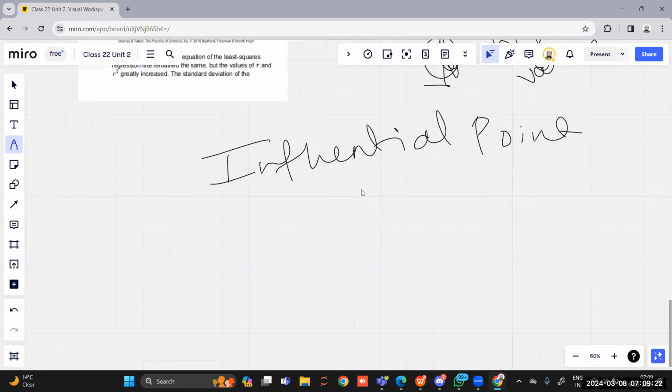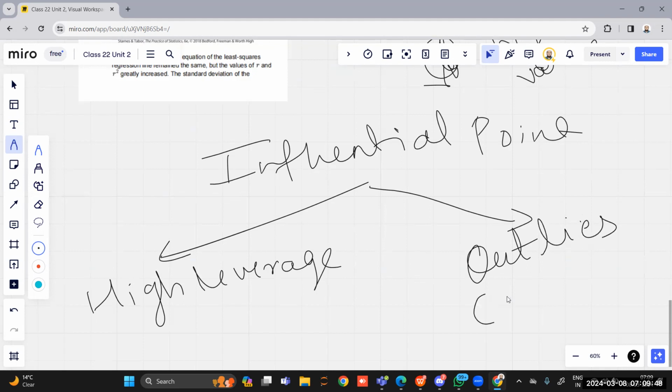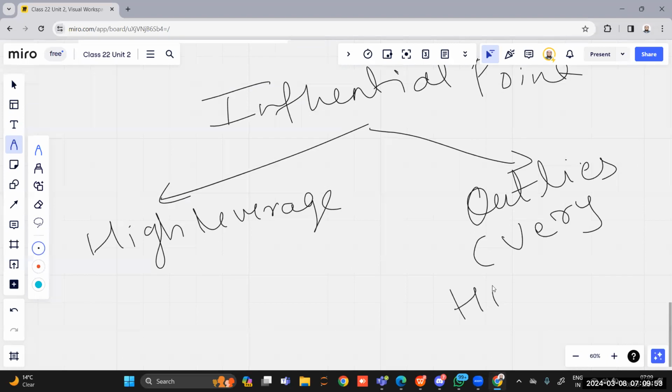What are influential points? It is two things. One is high leverage, and the other is the outlier. First we'll write about the outlier. An outlier has a very, very high residual. I have told you, very high residual. I'll give you another explanation also.